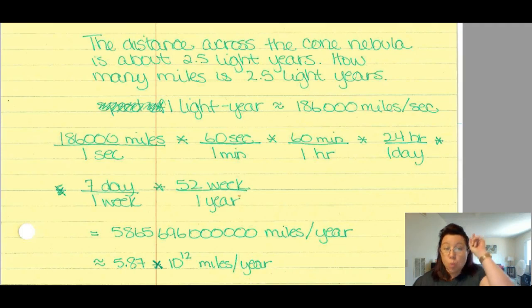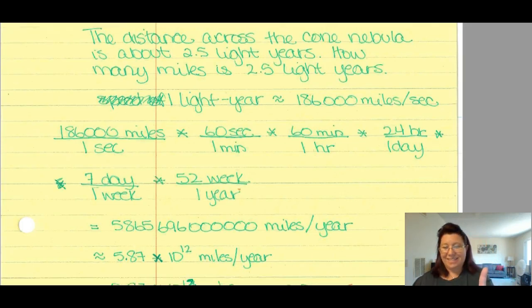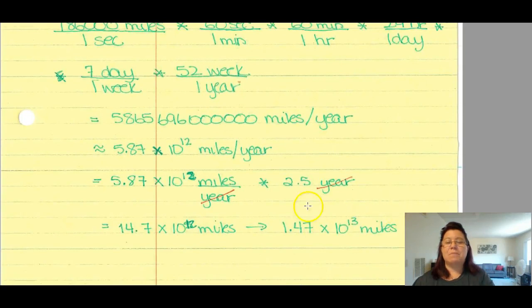Now that's 1 light year. So let's take that and multiply it by 2.5. 2.5 is a nice number. We're going to multiply 2.5 by the 5.87, and we get 14.7 times 10 to the 12 miles. But 14.7 is not in scientific notation, so I have to divide it by 10, giving one more 10 to the 12, so it's 1.47 times 10 to the 13th miles.